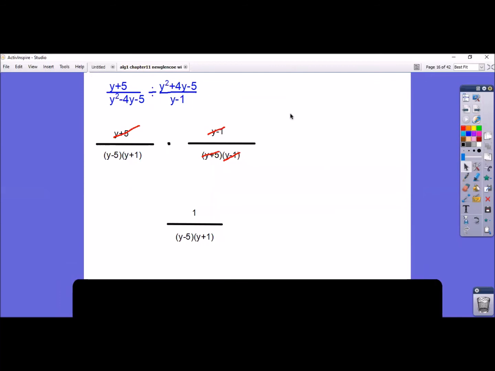So guys, when you do these, it gets right back to the multiplication problems. But remember, you always change it to multiplication and you flip the second fraction.